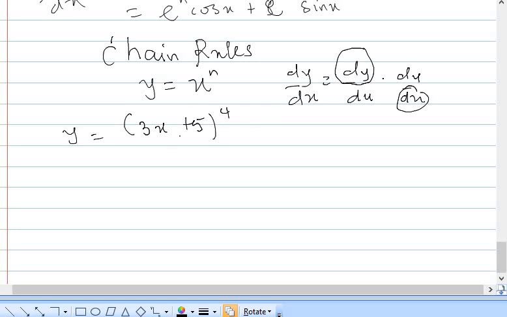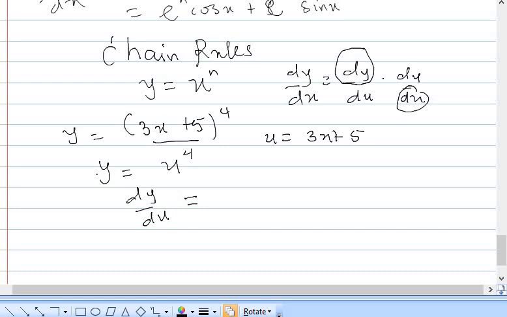So to get this, you can first let all this one be equal to u. So you can say u is equal to 3x plus 5. Then since u is equal to this, the y will be equal to u power 4. So to find dy by du, with respect to u, since y consists of u, not x, we should get the derivative with respect to u.